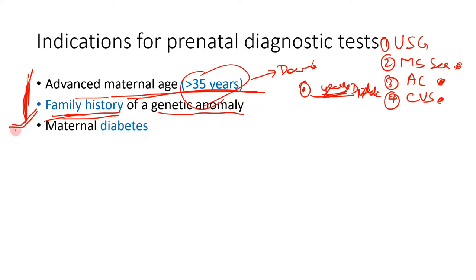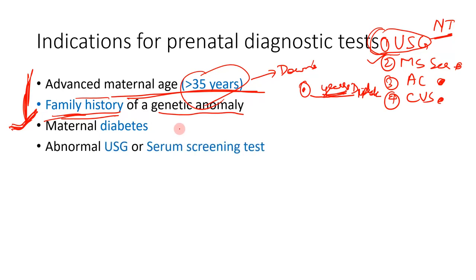Maternal diabetes, this is also very important and very common. In that case, you will do ultrasound, obviously. More keen ultrasound examinations will be done in the second trimester for anomalies, and in the first trimester for something called nuchal translucency. I didn't mention that; you don't need to know that. That is one of the earliest tests that you do for anomalies. In maternal diabetes, you do ultrasound, you also do maternal serum screening, and if any of these are positive, you may have to do further tests like amniocentesis or chorionic villous sampling. So these are all important indications for a prenatal diagnostic test.